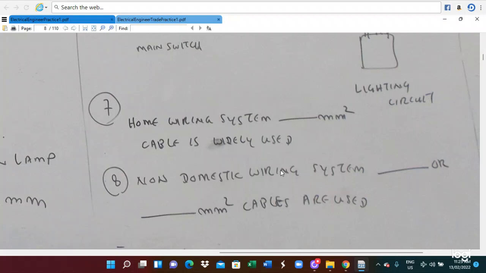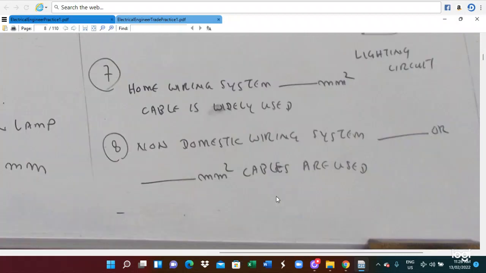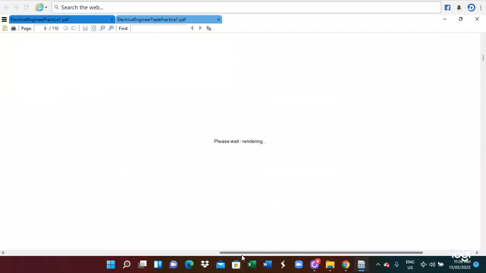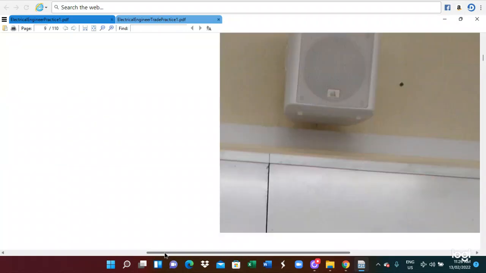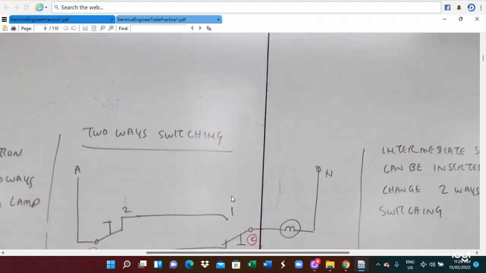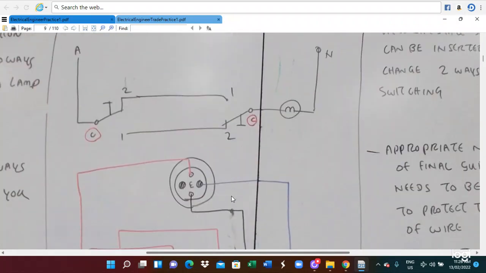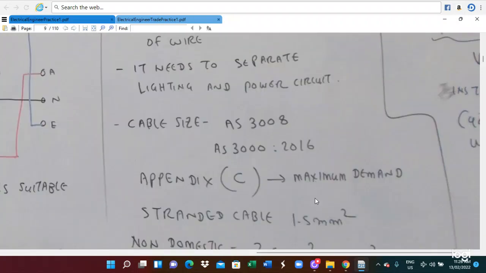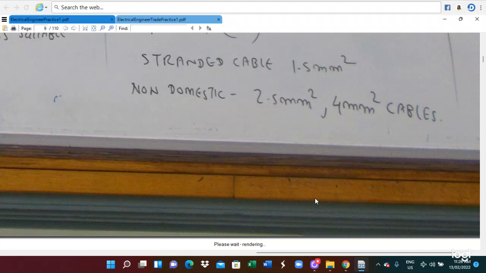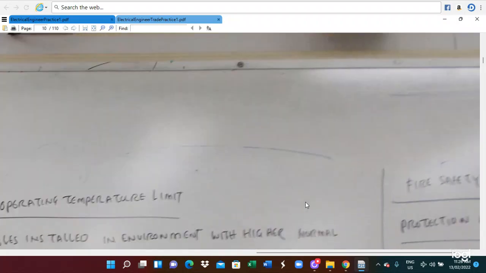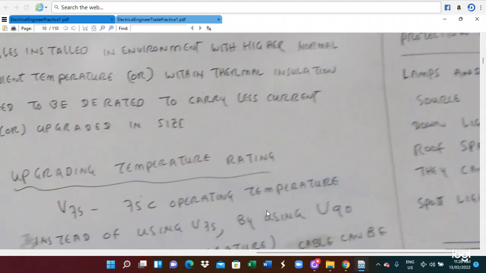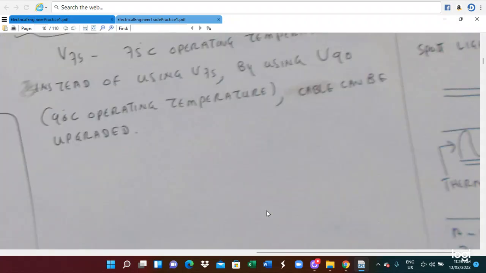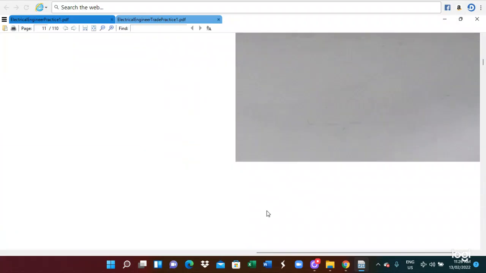This wiring system, how much gateway size are utilized. So this is what you have to find out, the exercise. And this is a two-way system, a two-way switching circuit. You study the two-way switching circuit. And also the operation temperature limit. Upgrading the operation temperature limit, you can review the loading.